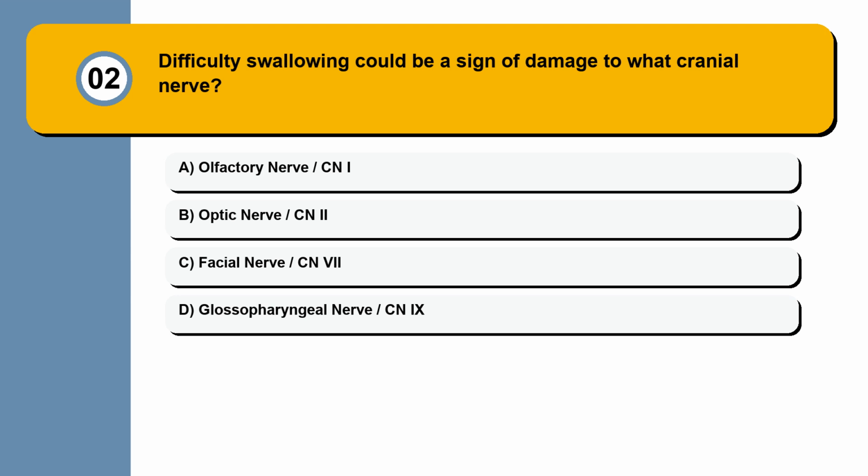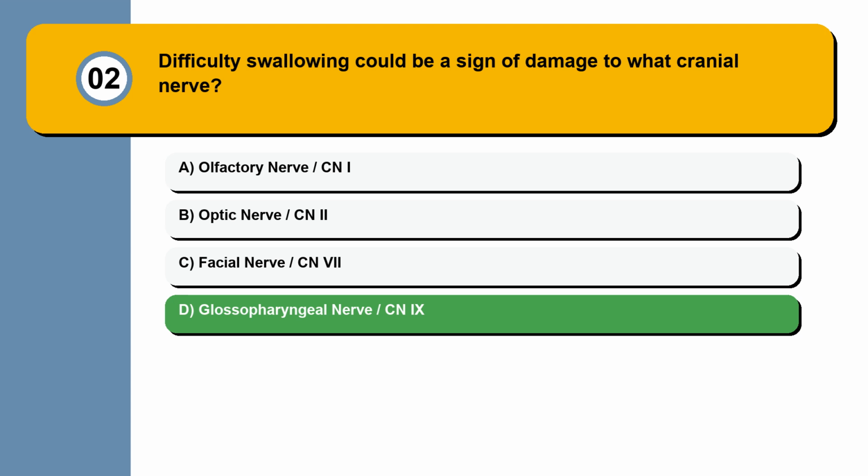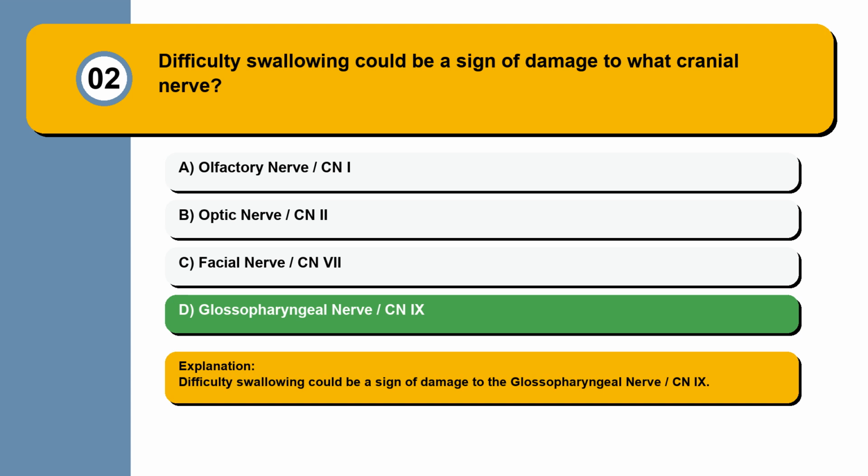Question 2. Difficulty swallowing could be a sign of damage to what cranial nerve? Olfactory nerve/CN1, optic nerve/CN2, facial nerve/CN7, glossopharyngeal nerve/CN9. Difficulty swallowing could be a sign of damage to the glossopharyngeal nerve/CN9.